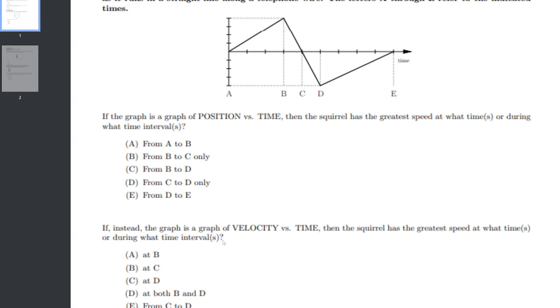Next, if instead the graph is a graph of velocity versus time, then at what point does it have the greatest speed?